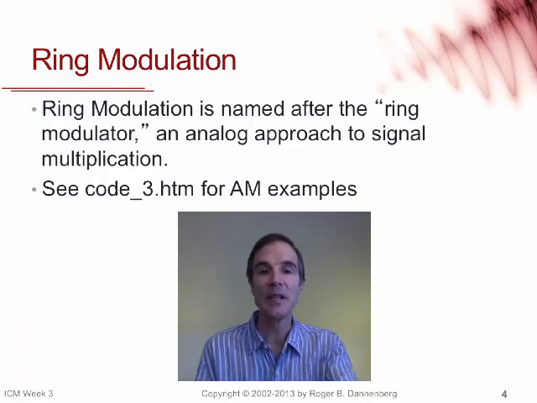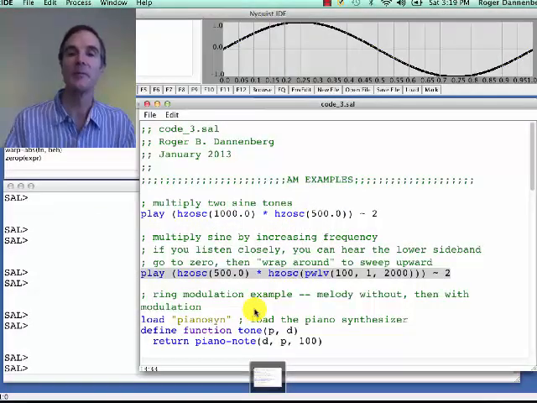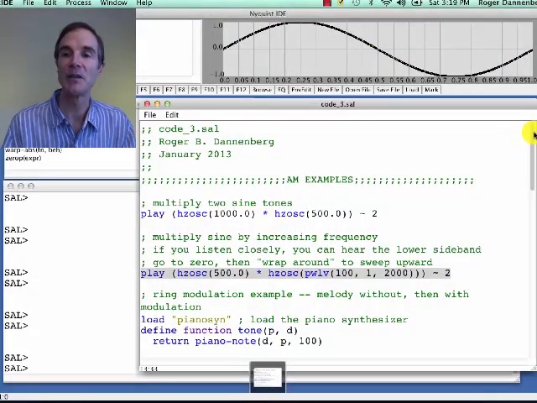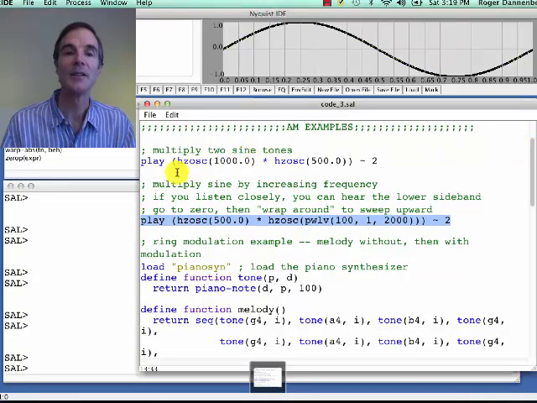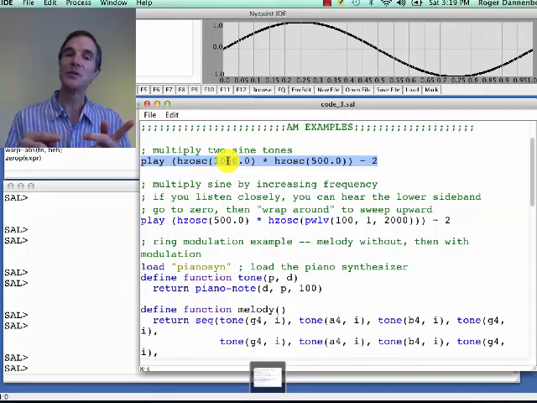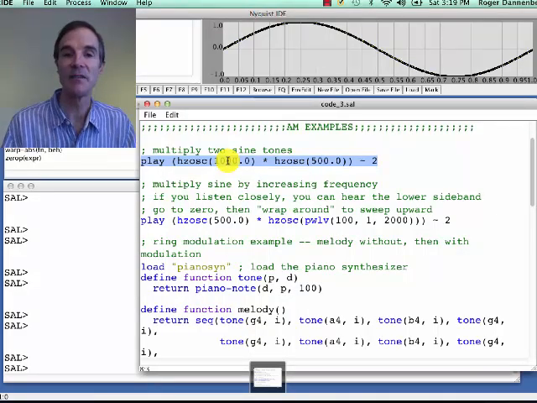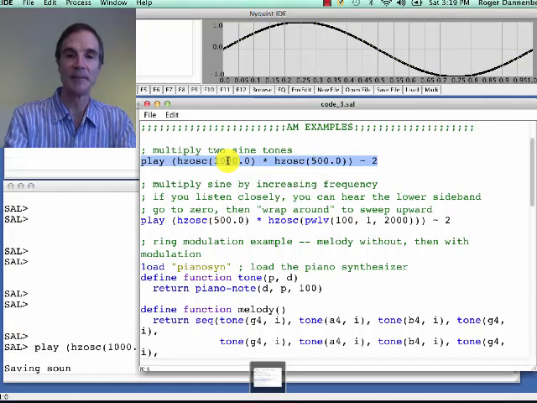What I'd like to do now is switch to Nyquist and go through some more examples of amplitude modulation. So we will start by playing two sine tones. We're going to multiply 1000 by 500, and so you would expect this 1000 to be split into a lower sideband of 1000 minus 500 and an upper sideband of 1000 plus 500. So let's listen to that.